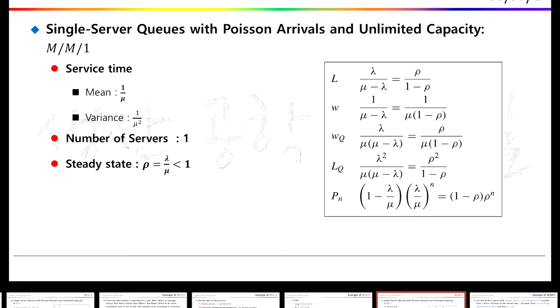Now let's skip to the second model. It is M/M/1. It is the simplest and most basic queuing model. Single server, with Poisson arrivals and, of course, unlimited capacity.